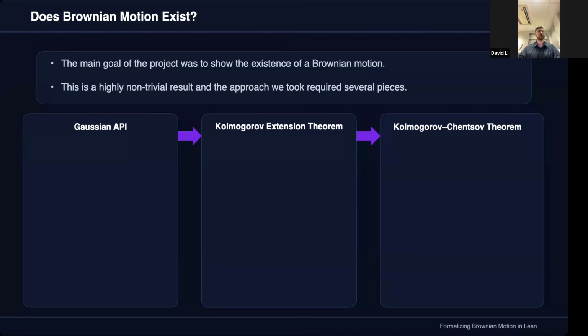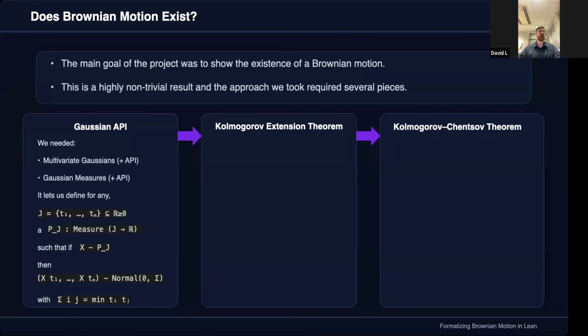So the first step I will talk about is we had to build a Gaussian API. And what do I mean by that? So we needed multivariate Gaussians. Regular normals were already in Mathlib, but not multivariate Gaussians. And we need Gaussian measures and Gaussian processes in general. And of course, when you define things like this in Mathlib, it doesn't just mean for your own use. It doesn't just mean you just write down the definitions. You have to write a lot of API so that these things are actually useful, right? And that's not always trivial.